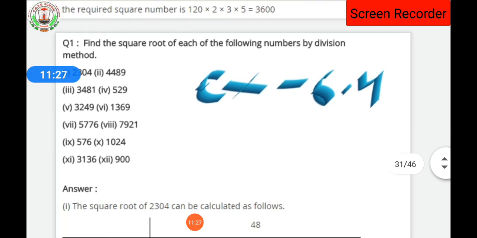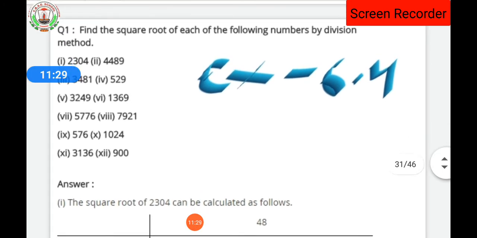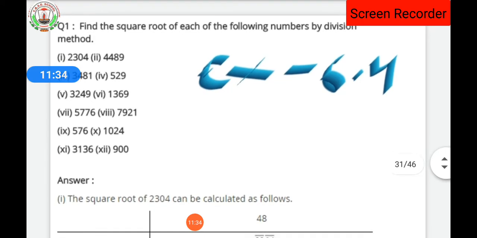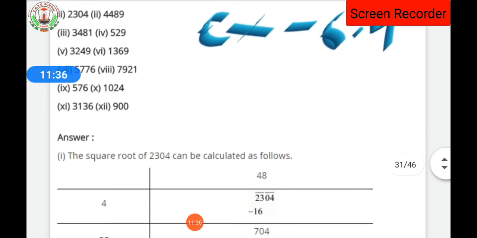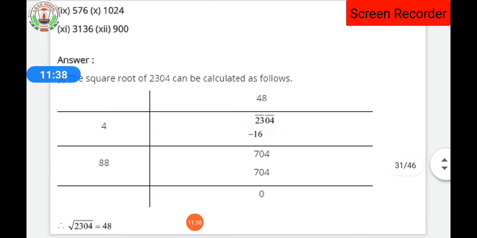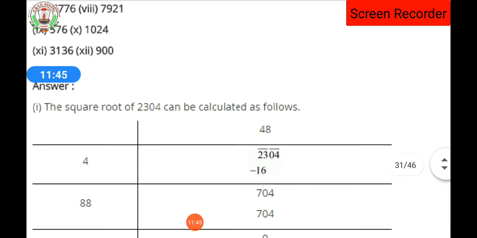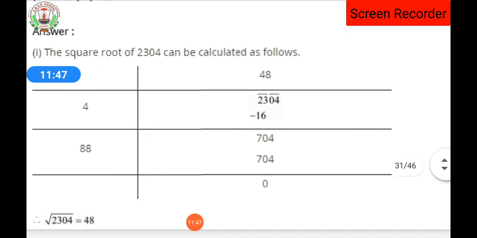It's a very easy exercise. What you have to do is find the square root of each of the following numbers by the division method. Division method means you have to find the number by a long division method. While taking the live class, I have taught you many times about the long division method. So once again we are going to see what the long division method is.